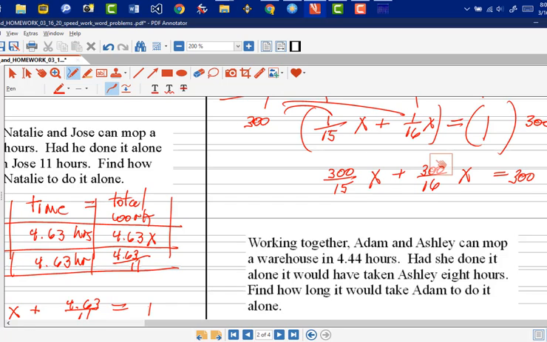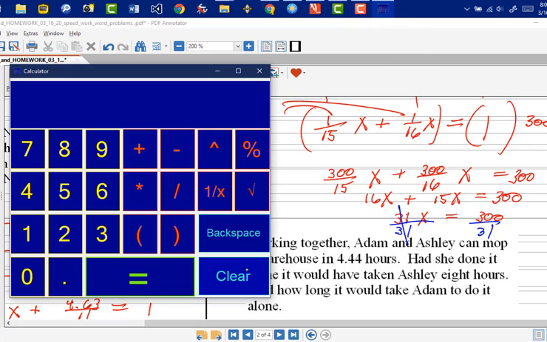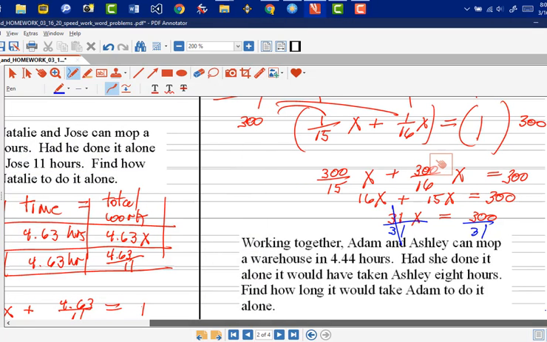So now, what does that give me? 300 divided by 15 is 20, so 20x, and 300 divided by 16... that gives me 16x plus 15x equals 300, and then I'm going to add them together. I get 31x equals 300, and then x equals 300 divided by 31. So let me go to the calculator. I do 300 divided by 31. That's equal to 9.67 hours.